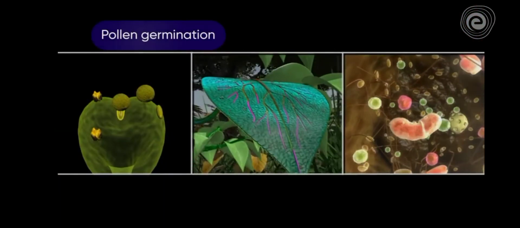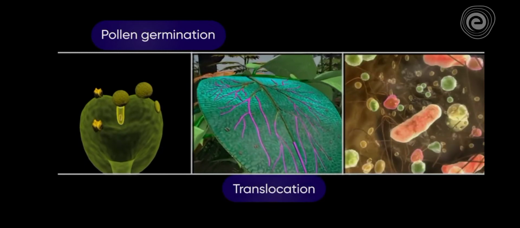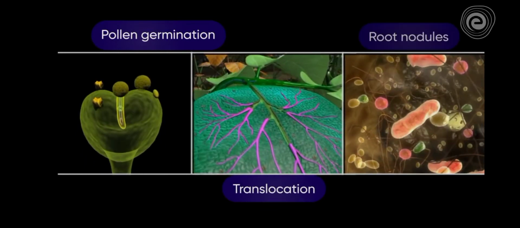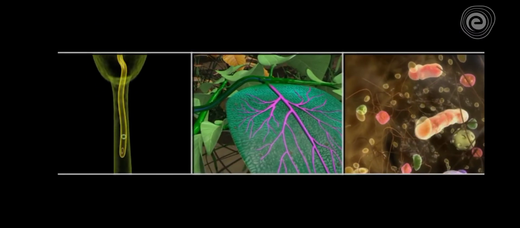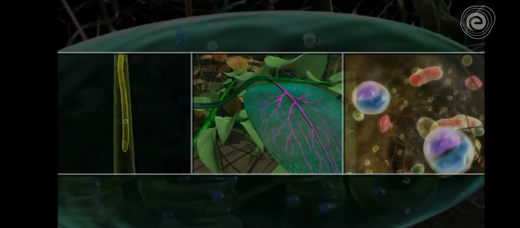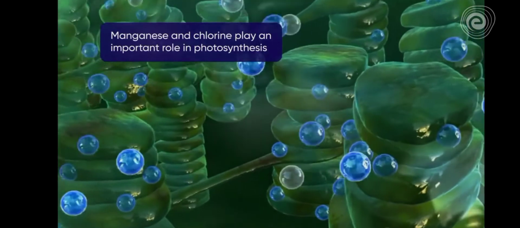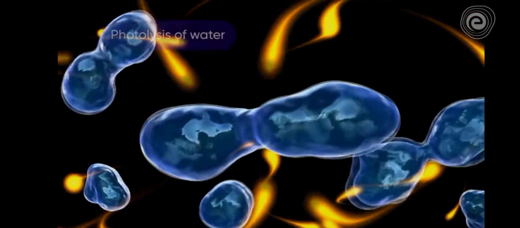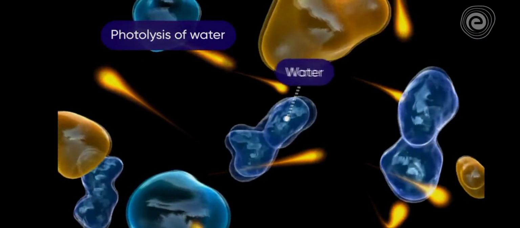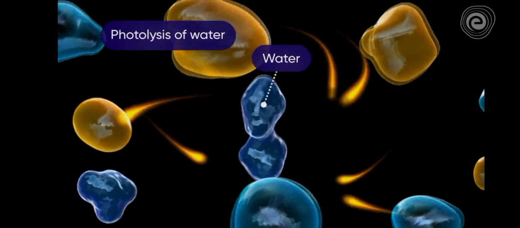Pollen germination, translocation of carbohydrates, production of root nodules, etc. are aided by boron. Manganese and chlorine play an important role in photosynthesis. They help in photolysis of water and thus lead to the release of oxygen.